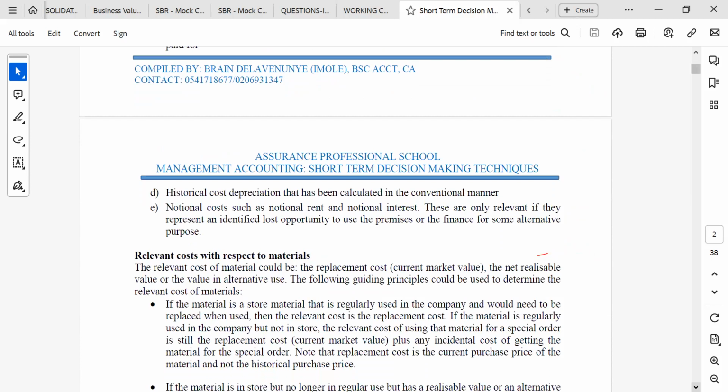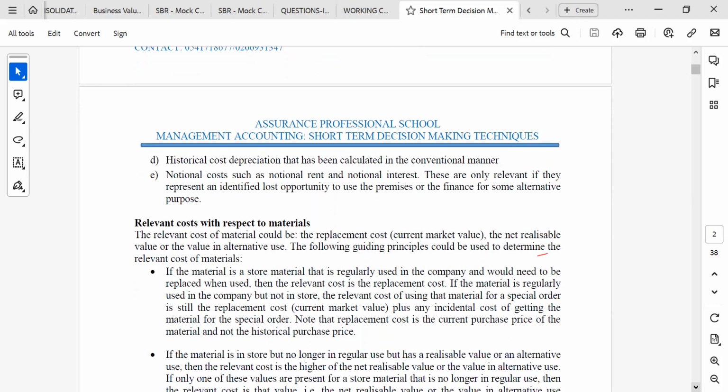So depreciation is not a relevant cost. Notional costs such as notional rent and notional interest are only relevant if they represent an identified lost opportunity to use the premises or the finance for some alternative purpose. So I've said that already.